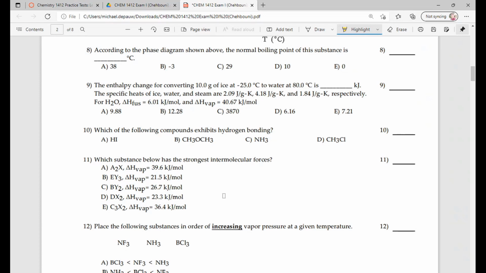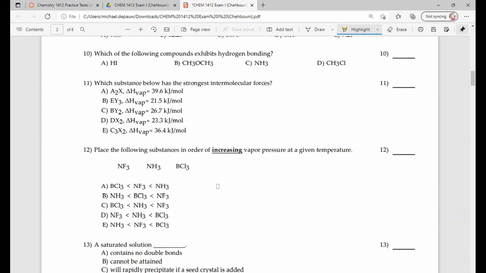It says, which substance has the strongest intermolecular forces? Now, intermolecular forces, one of the ways you can tell is by the heat of vaporization. If the attractions between particles are stronger, will it require more energy or less energy to separate them? More energy. So which one of these is going to have the strongest intermolecular forces? The A2X, the EY3, none of that really actually matters. What matters is the heat of vaporization.